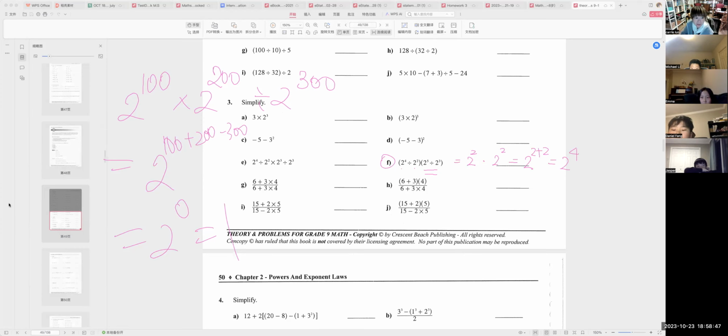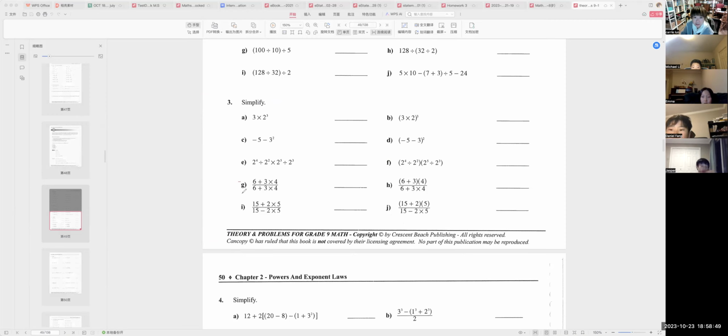Okay, so let's take a look at number G. So 6 plus 3 times 4 over 6 plus 3 times 4. They're easy. They're exactly the same, so equals 1. But this one, you have the bracket. So the bracket is first because of BEDMAS. So 9 times 4 equals 36 over 6 plus 12 equals 36 over 18 equals 2. Get it, everybody? Okay, I think we're pretty clear.